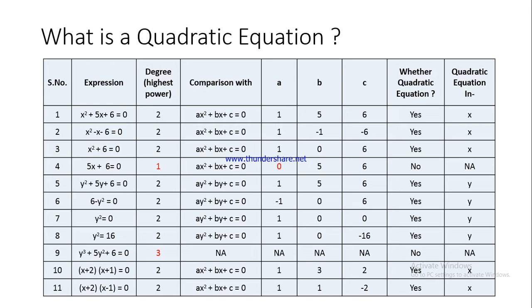X square plus 3x plus 2 is equal to 0, and when you compare, you will be able to get the values of a, b and c. Likewise, in the 11th expression, again you will have to multiply, but this time you have to be aware that there is a minus sign, which means you have to be cautious of this minus sign also. You have to take this into consideration. So basically, when you multiply, x square minus x plus 2x minus 2, and this will become x square plus x minus 2. This is how this particular equation would look like, and when you compare it, you will get the values of a, b and c.